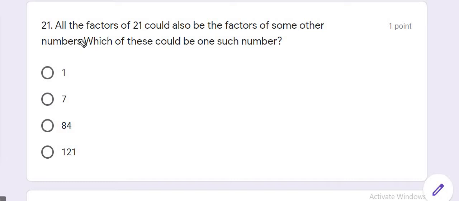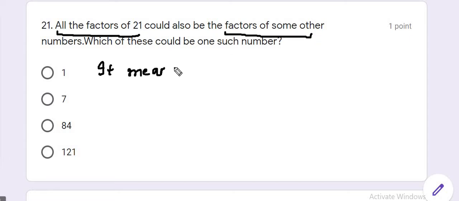Question 21. All the factors of 21 could also be the factors of some other number. Which of these could be such a number? So if all the factors of 21 are factors of some other number, it means that number is divisible by 21.